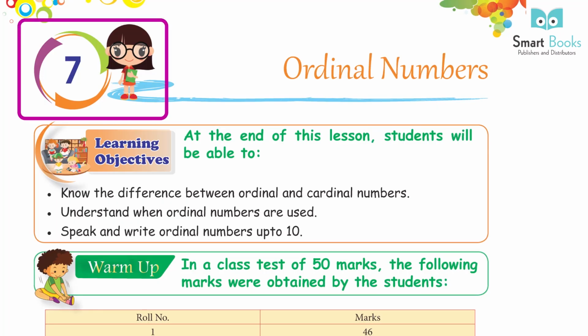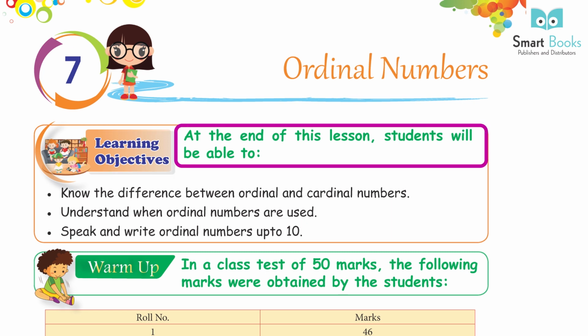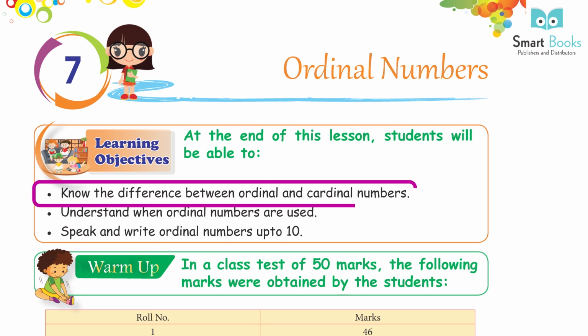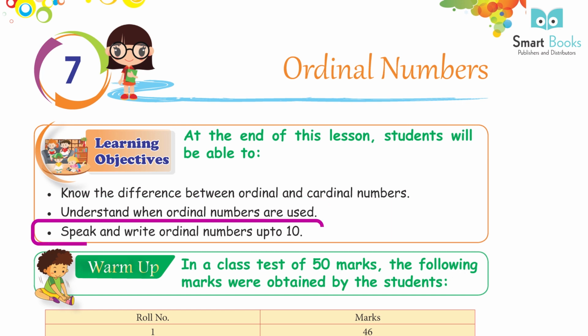Chapter 7: Ordinal Numbers. Learning objective: at the end of this lesson, students will be able to know the difference between ordinal and cardinal numbers, understand when ordinal numbers are used, and speak and write ordinal numbers up to 10.